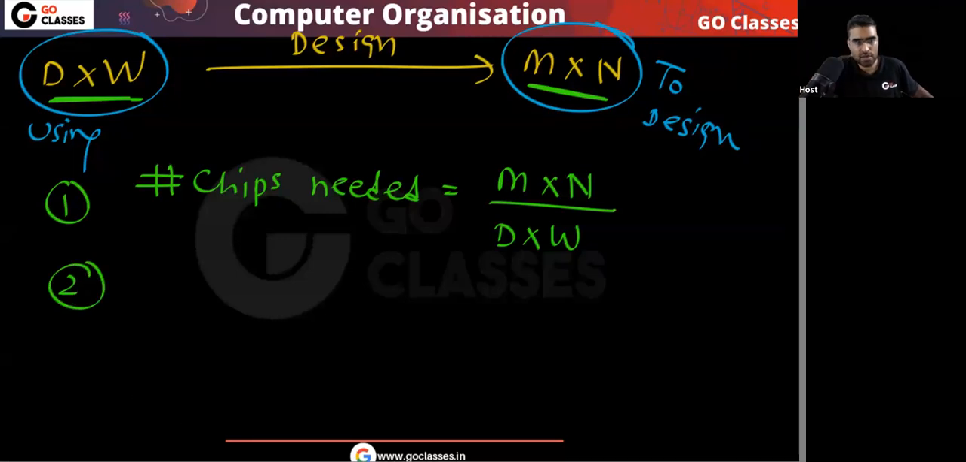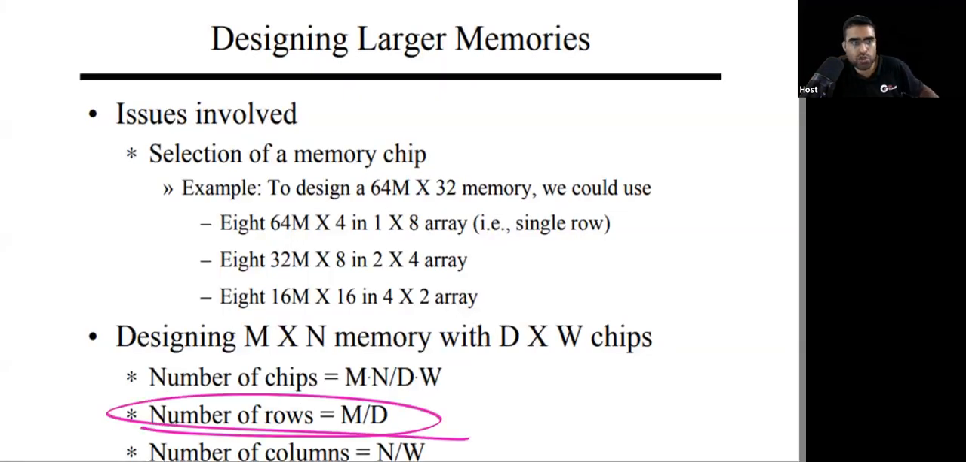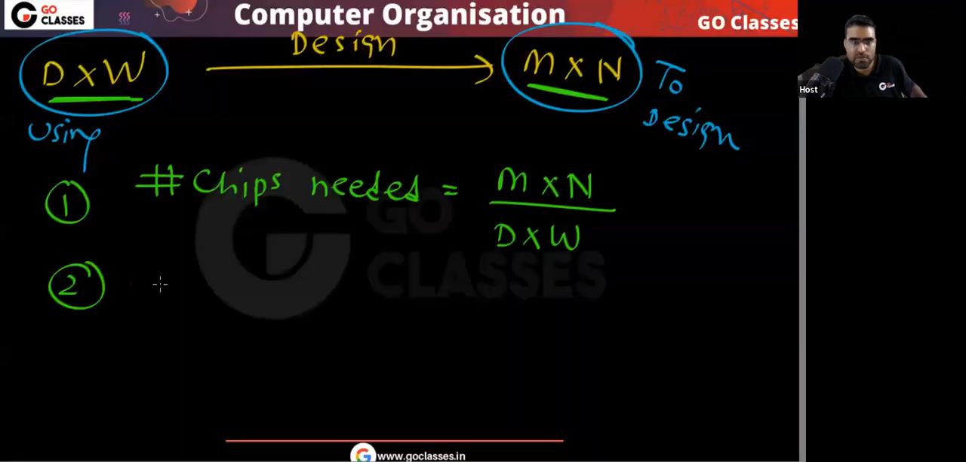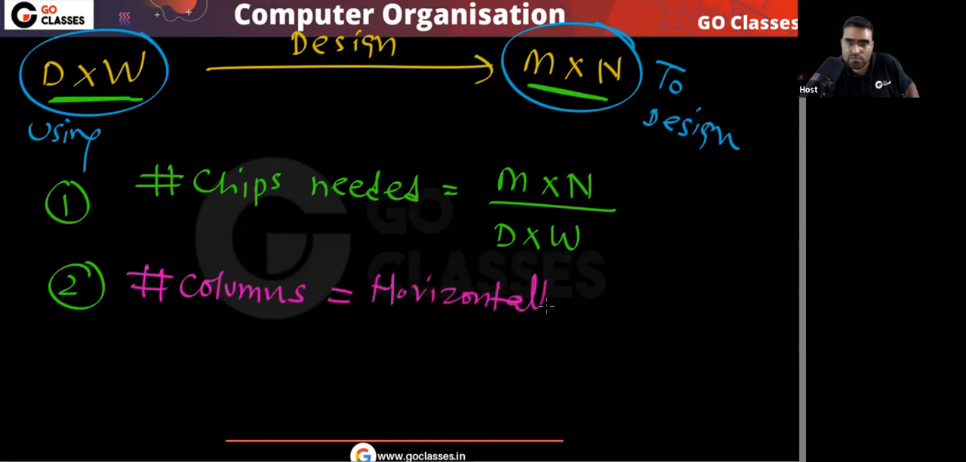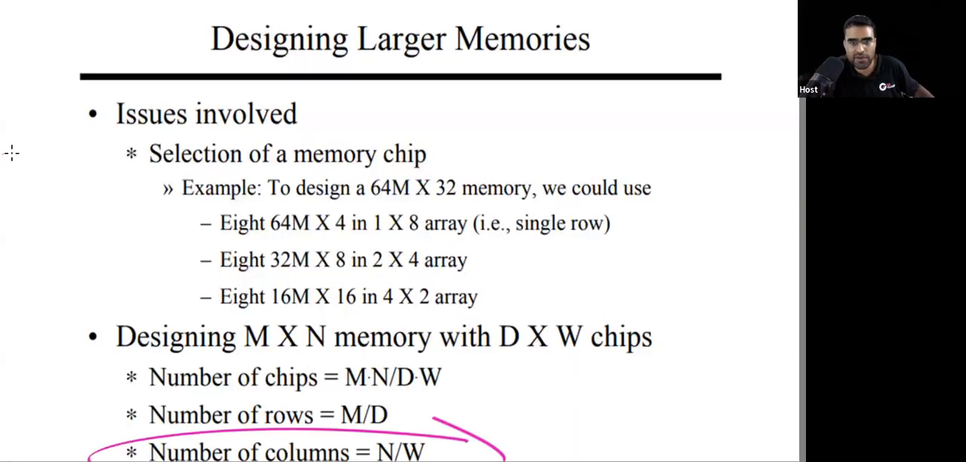What is the second thing? Horizontally, how many chips will there be? Horizontally, how many chips will you put? That will be N divided by W. Basically, horizontally, that is the number of columns. So horizontally, how many chips will you need? That will be N divided by W. These many chips, N divided by W.